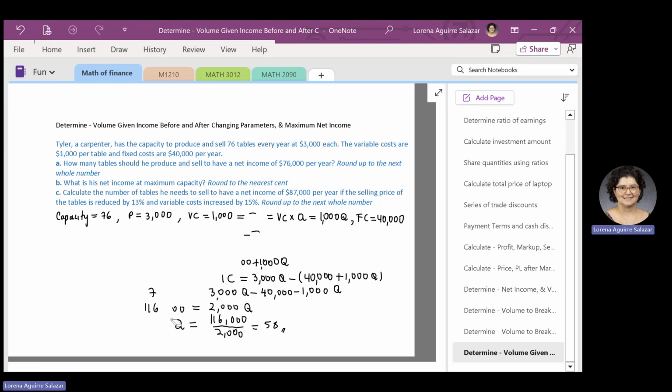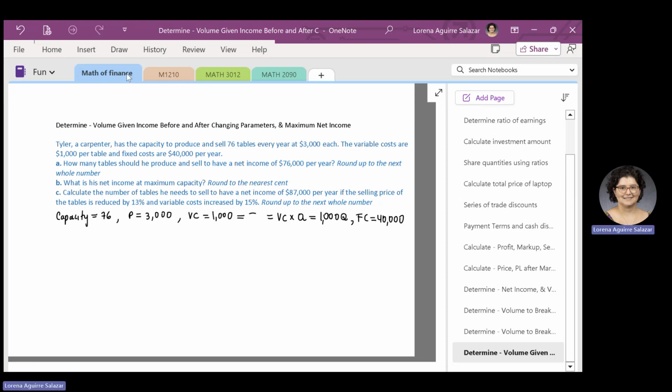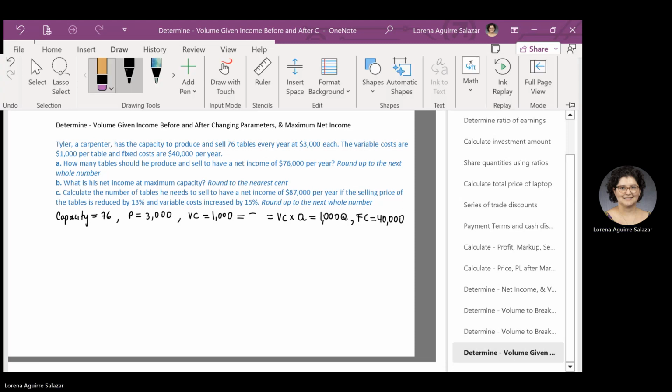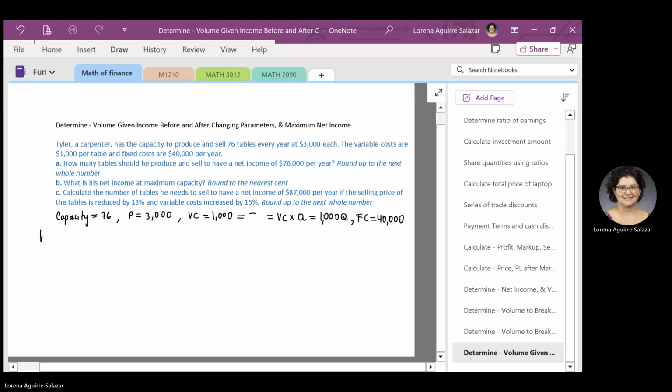Okay, in part B, we want to find the net income or net profit. Here we're looking for profit. That's the variable. Oh, I think this was total variable costs. There you go. We're trying to look for the net income at maximum capacity. And the maximum capacity is 76 because that's the capacity that we have here. So Q is 76.